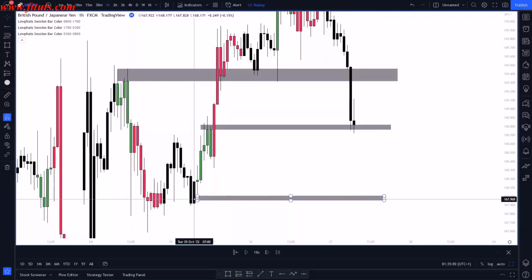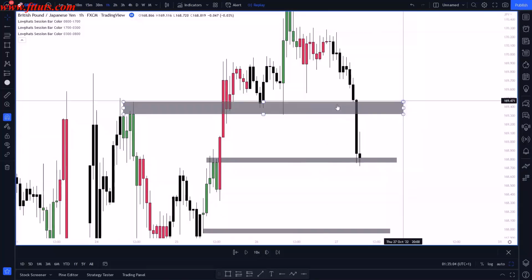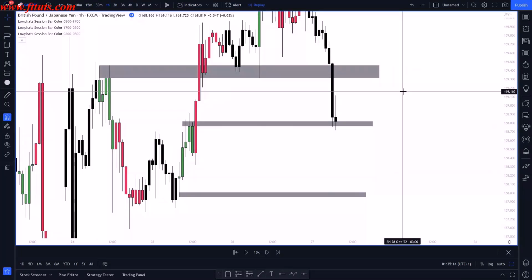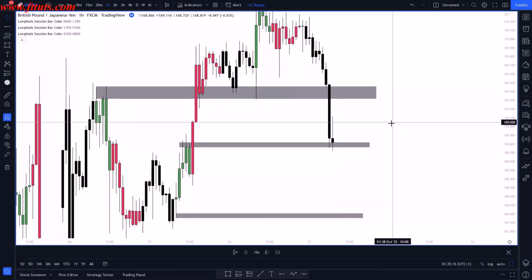The next zone down was this Asia zone down here, also from the 25th of October. And then we had a London session zone just above up here. You can see the last two times that London tapped into this zone, it did reject both times. So now we have our zones on and we know our bias. By the way, our higher time frame bias this time was bullish. So we were only looking for buys.